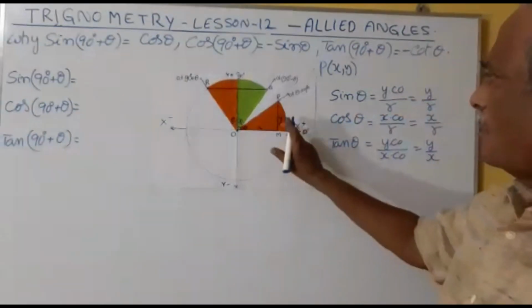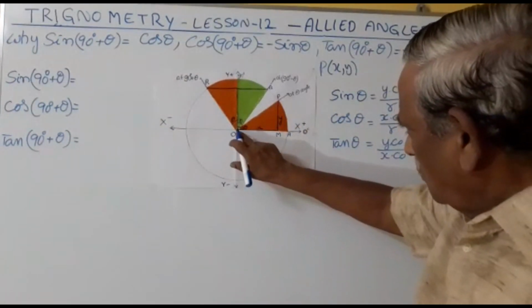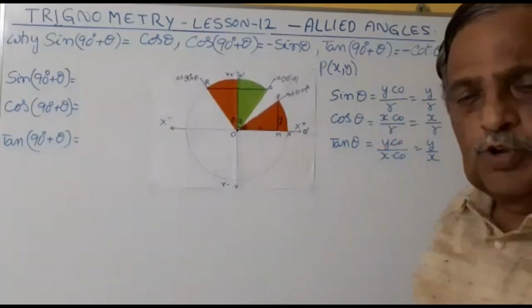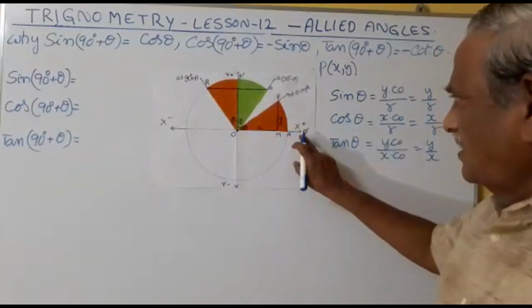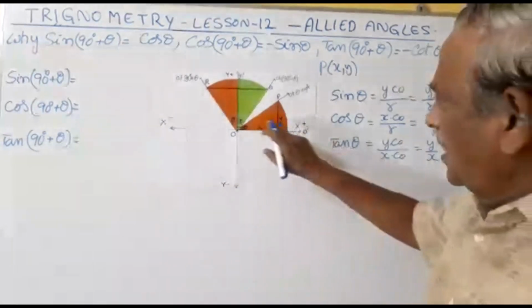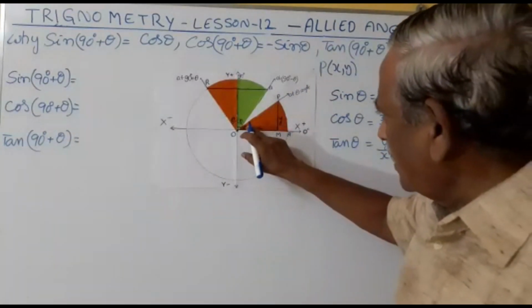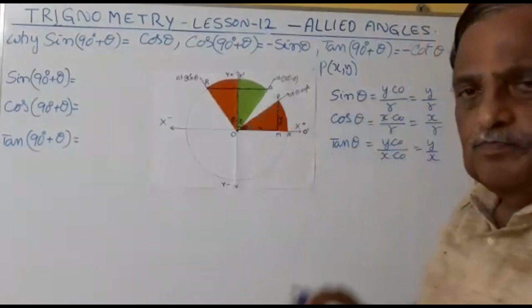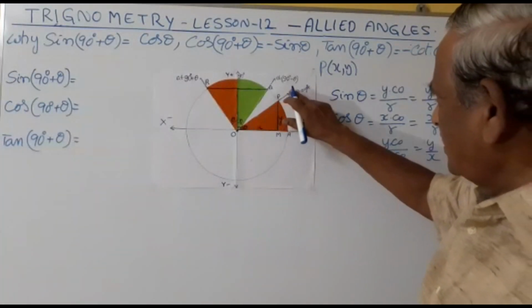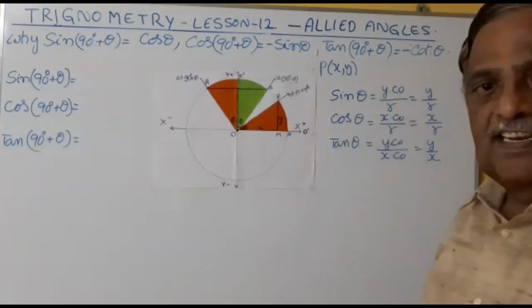Now, on observation, it is clear that OA is along the x-axis. The ray OA is along the x-axis, which makes 0 degrees with the x-axis. And OP is another ray which makes theta degrees at the center. Therefore, this is the ray at theta angle, and this is the ray at 0 degree angle.